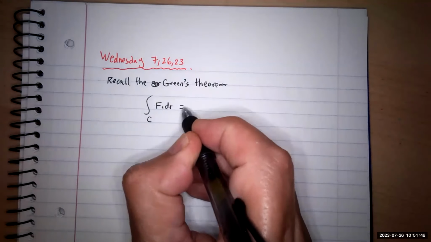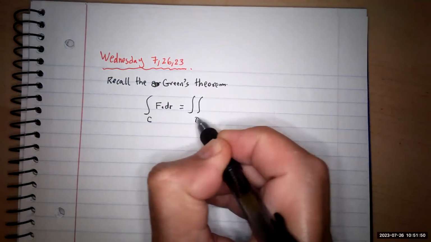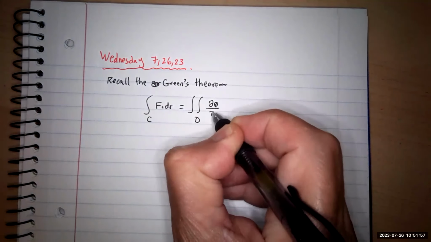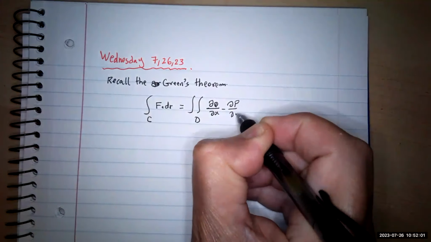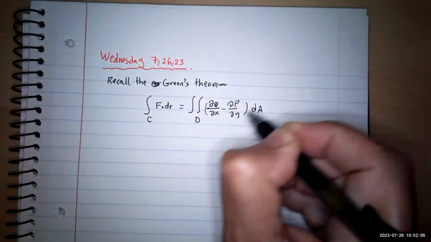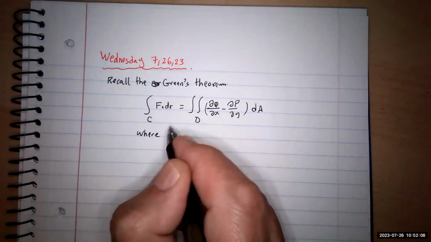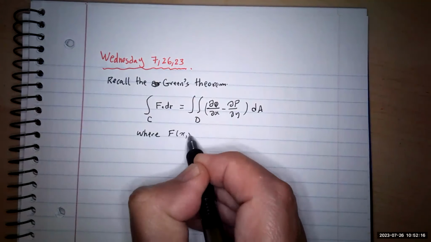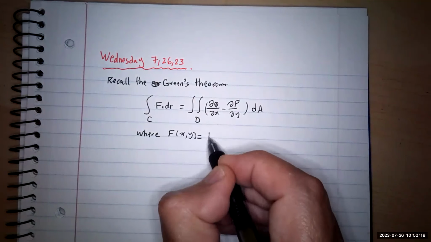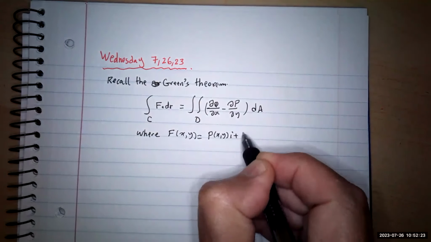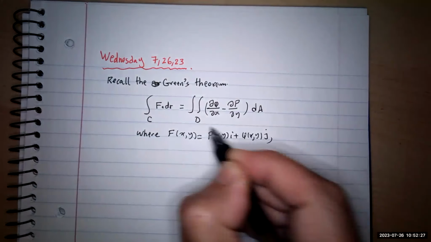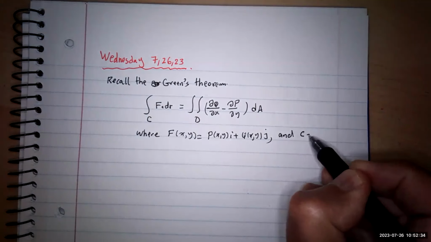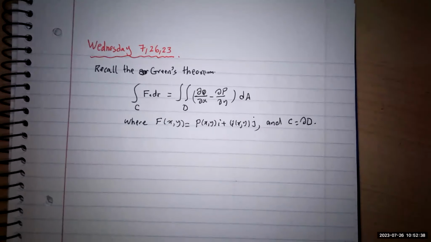And this integral can be defined by a double integral on the domain D, where the integrand is the partial of Q with respect to x, minus the partial of P with respect to y, dA. Your function F of x, y is going to be something like P(x,y)i plus Q(x,y)j, and C is the boundary of the domain D. That is what we did the other day.